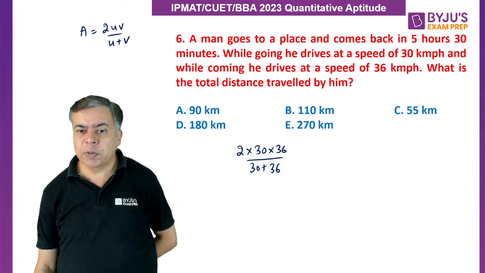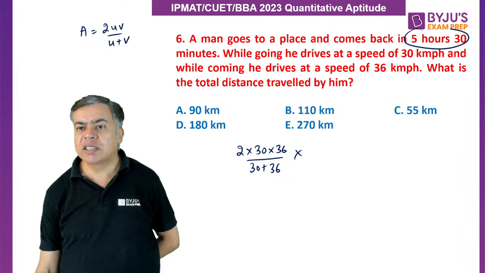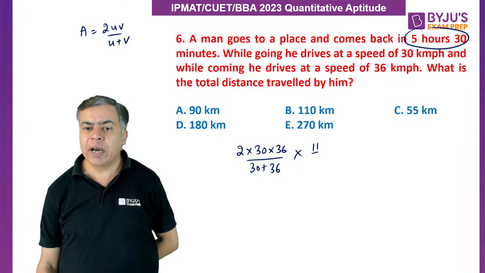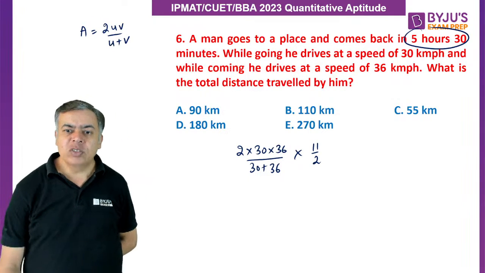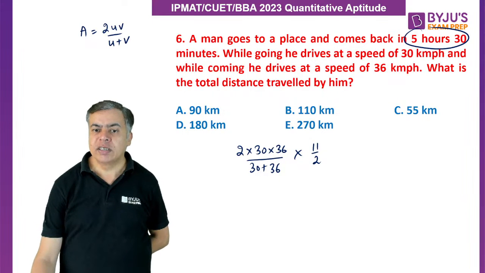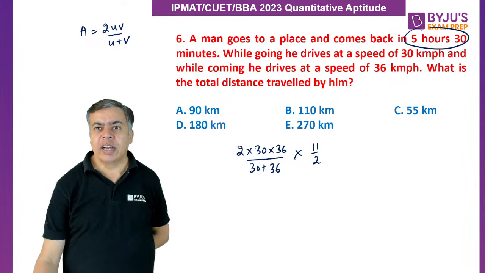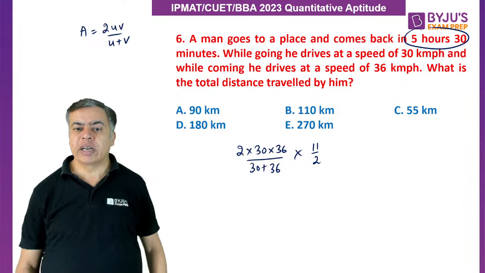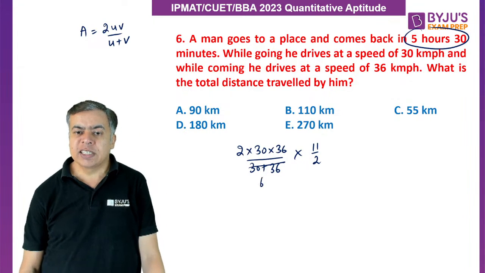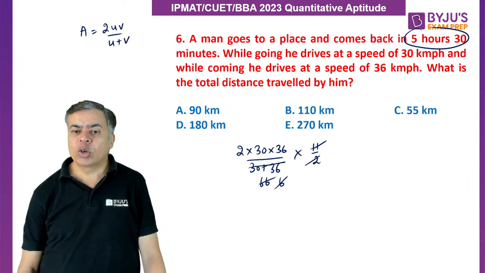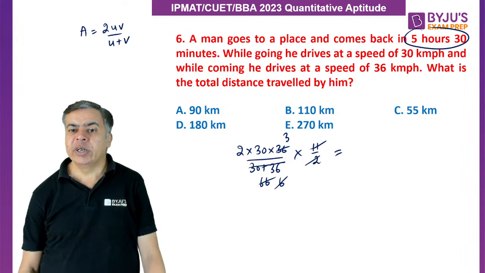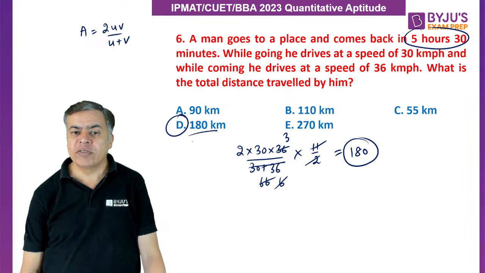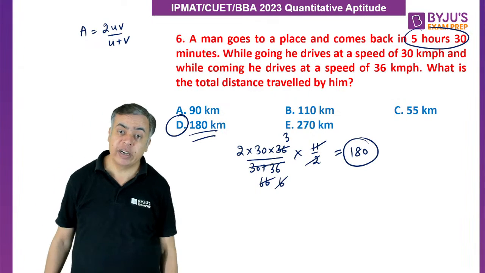Now in this average speed, he is taking a total of 5 hours 30 minutes, that is 11 by 2 hours. So the total distance traveled is the average speed into the total time taken. Now this is 66, so 11 into 6, 66. 6 into 12 into 3, 36. So this becomes 30 into 3, 90 into 2, 180. So 180 kilometers should be the total distance traveled.